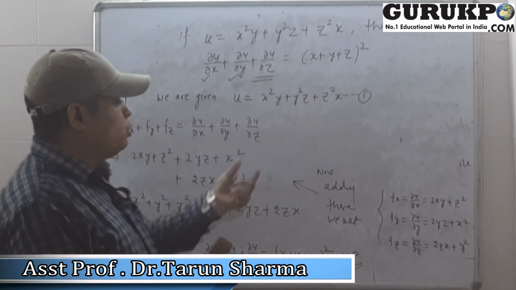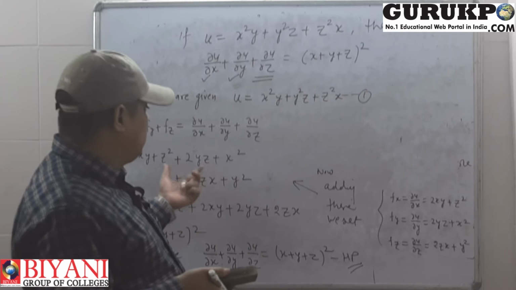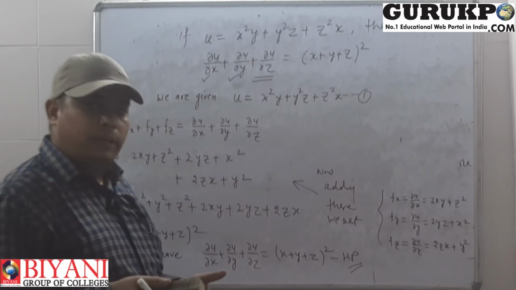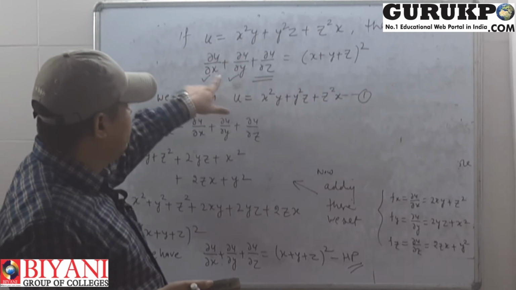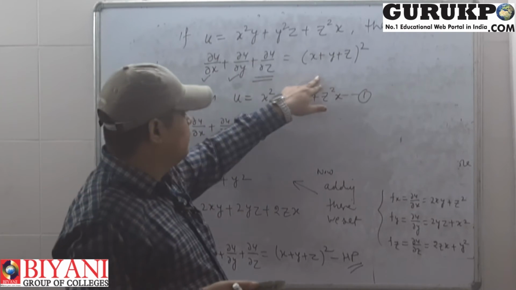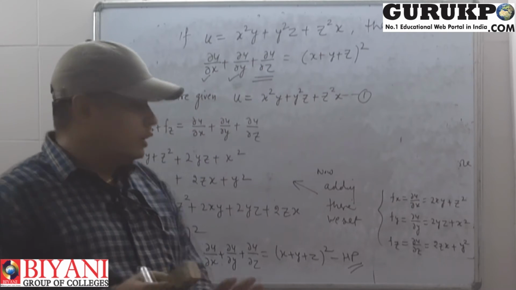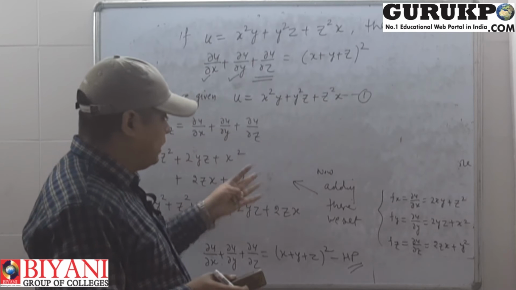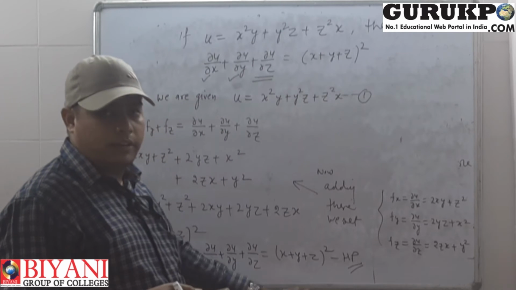Here it is a suitable example of 3 variables. We have more than 3 variables also, but when we discuss 3 variables, we can take this example. So we were asked to prove that del u by del x plus del u by del y plus del u by del z is equal to this. The solution was already given, we just needed to prove it, and we have proved it by using the following steps, and this is our required result.